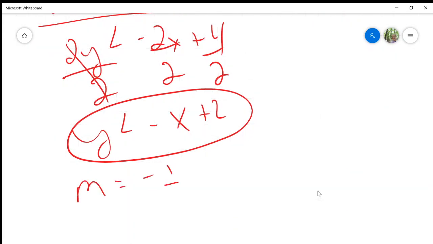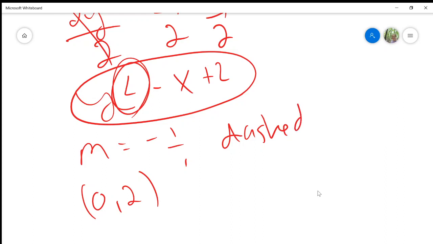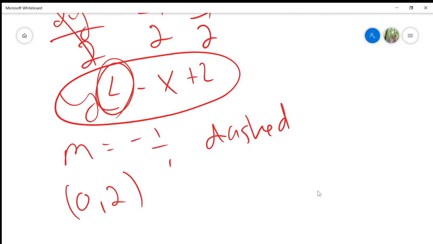From this, I know my slope is negative 1 over 1. I know my y-intercept as a point is (0, 2). Since this is a single inequality symbol, this will be a dashed line. And since I read this as y is less than, I will shade below.